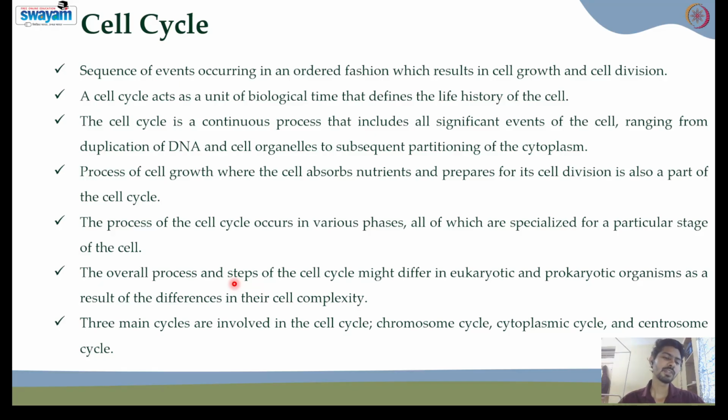And there are three main cycles involved in the cell cycle. One is the chromosome cycle, second is the cytoplasmic cycle, and third is the centrosome cycle. So these are the three important cycles that occur in a cell cycle. And we come across a change between eukaryotic and prokaryotic organisms, as they have structural complexity in the cells.